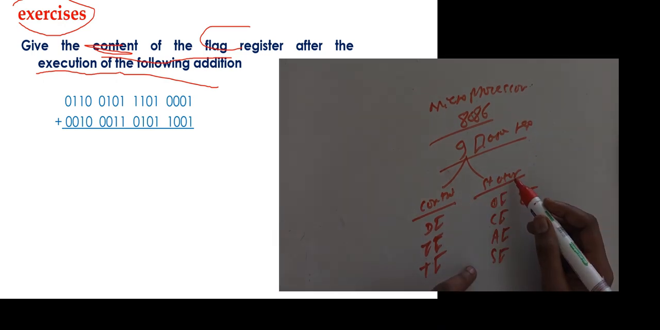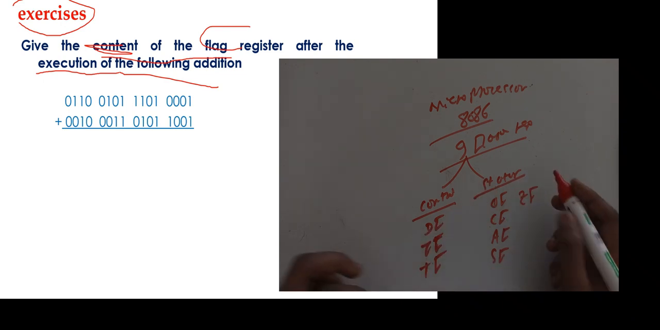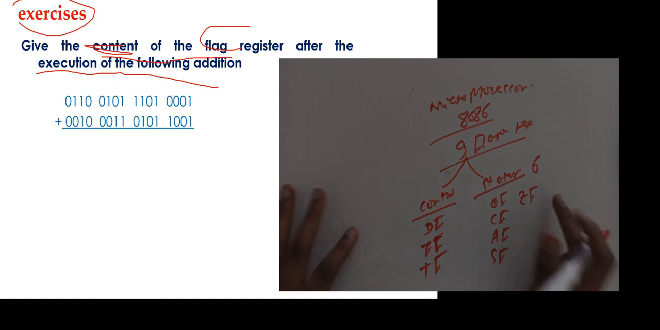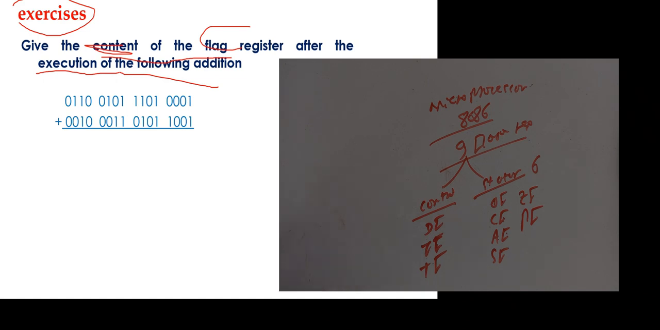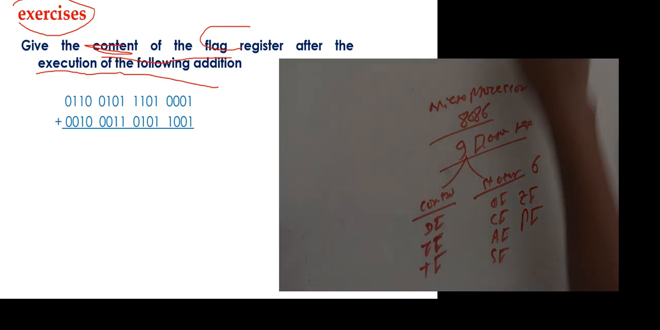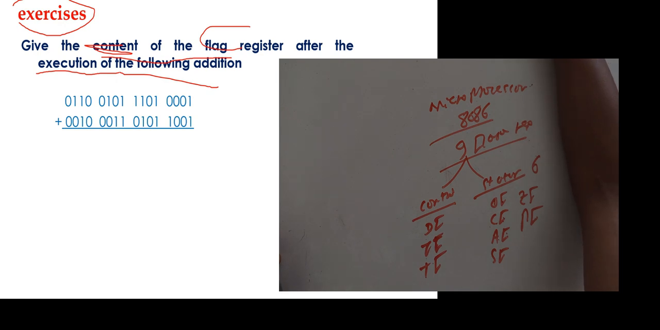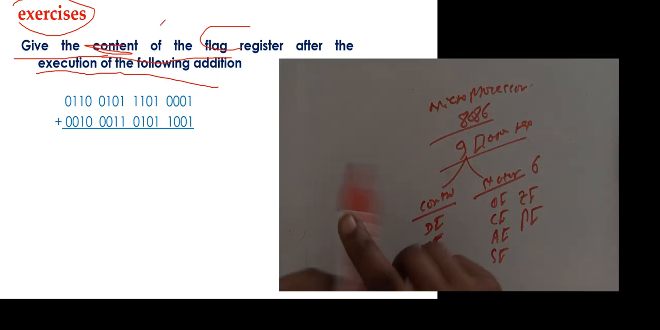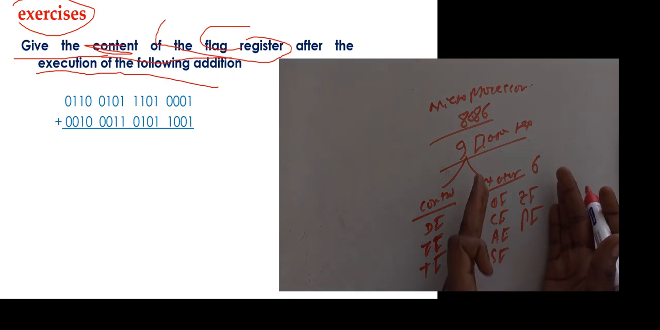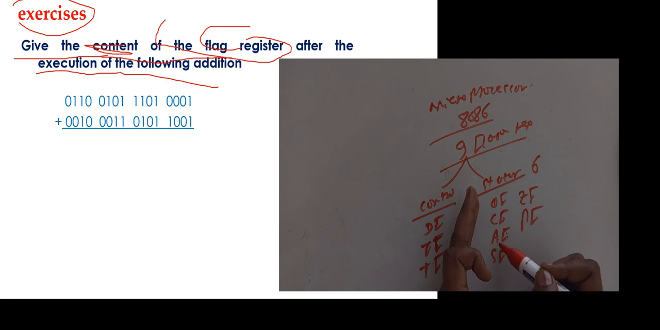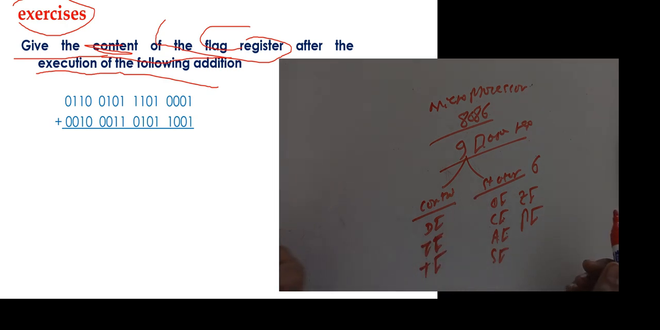On the status flag register, there are six flags: overflow flag, carry flag, auxiliary flag, sign flag, zero flag, and parity flag. The instruction says to give the content of the flag register. Under the flag register, this question asks what the value of the status flag register result is. So let's calculate the result before we set the value of these six flags.